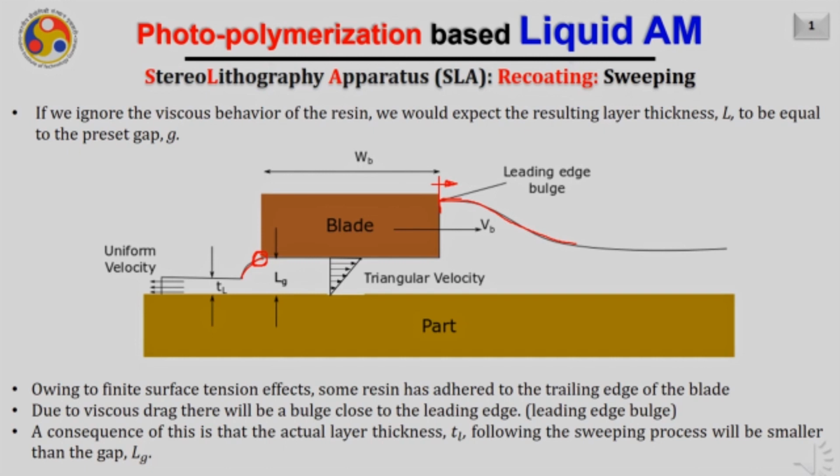Due to this, the actual layer thickness which is spread or deposited on the previous layer is always less than the gap between the blade and the part. Now, as we are going to design the machine, what should be the value of this LG so that I can get the desirable value of TL?